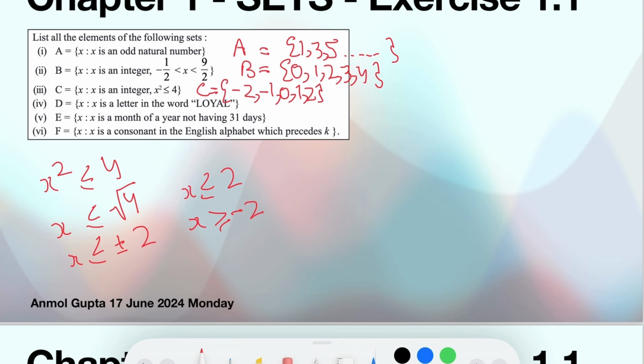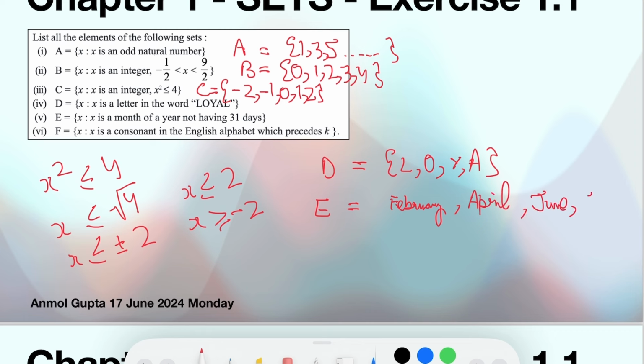D equal to x such that x is a letter in the word loyal. So D can be represented as L, O, Y, A. E equal to x such that x is a month of a year not having 31 days. E can be represented as February, April, June, September, and November.